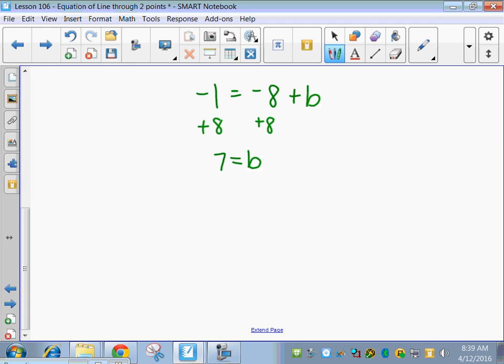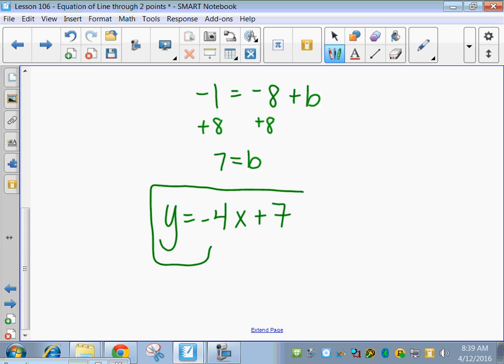Okay, final answer is to just have the m and the b plugged in. So y equals mx plus b, you always have y and x in your answer. So our final answer has the slope plugged in and the y-intercept plugged in.